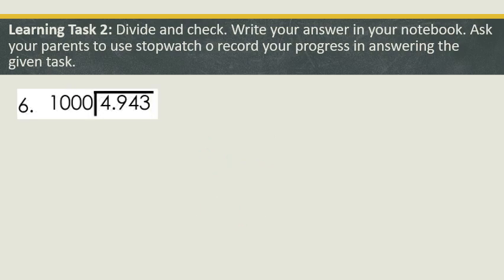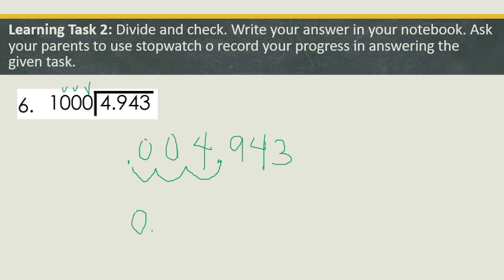And number 6, so we have 4 and 943 thousandths divided by 1,000. So, adjust, ilang 0 ang 1,000? 1, 2, 3. So, tatlong move tayo sa kaliwa. 1, 2, 3. So, ano mangyari sa spaces? Lalagyan natin ng 0. So, pati yung unahan. So, kaya siya magiging 0.00494.